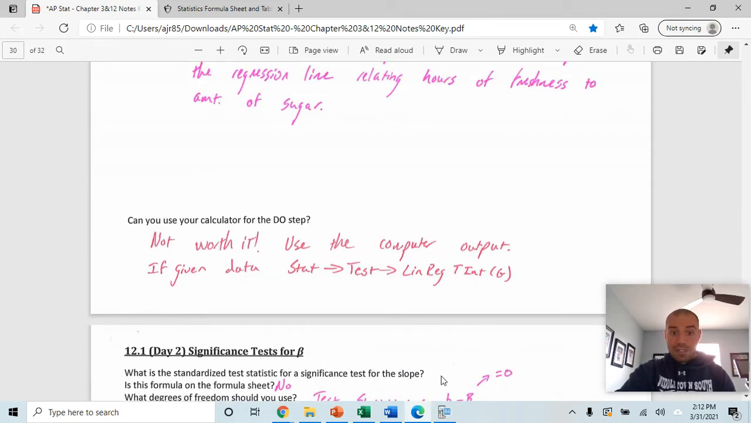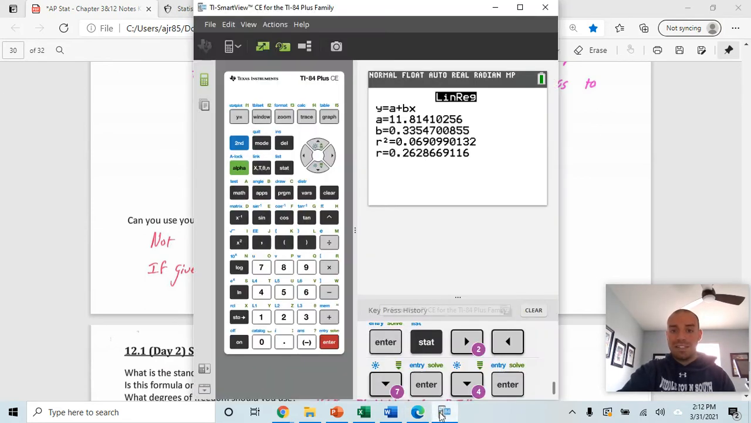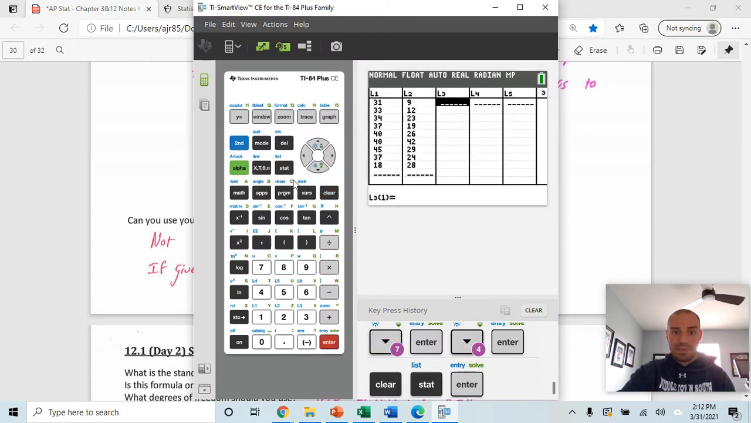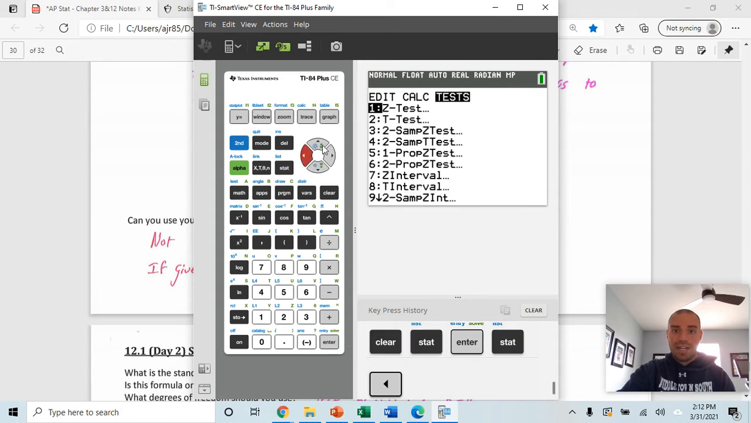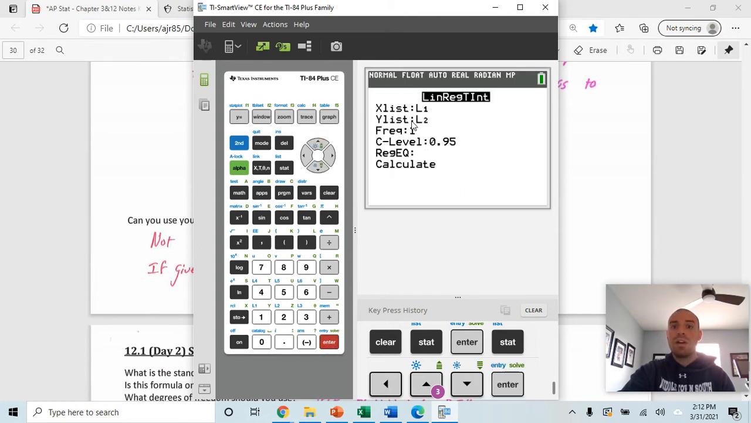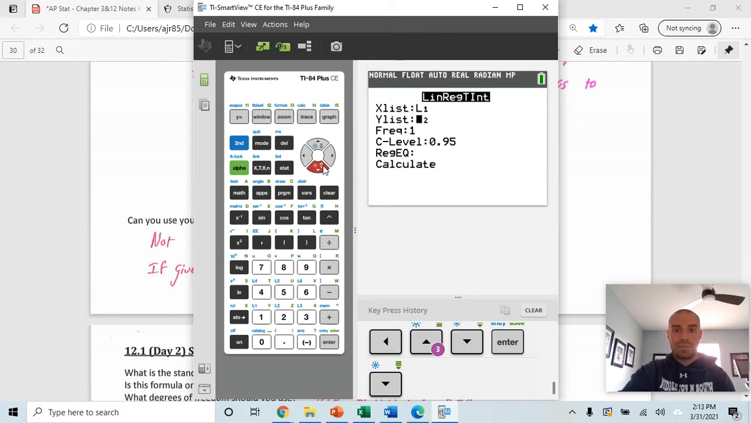Can you use the calculator to do this step? You can, but it's not worth it. Almost always when you're given a problem like this, you'll be given the computer output. If you're given data, you'll need to enter that data into the calculator under stat and edit. And then if you go to stat and over to test, notice F is a linear regression t test, and then G would be your linear regression t interval. You'll need the raw data to do this. If you don't have the raw data, then there's no way to run this test. So L1, L2, confidence level, and then calculate, and it would get you the answer.